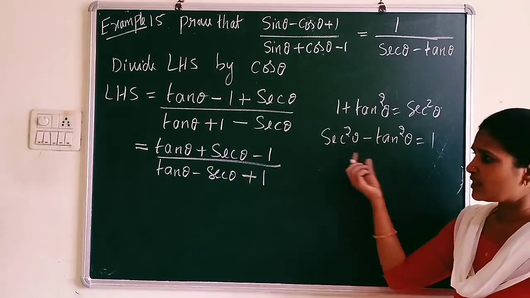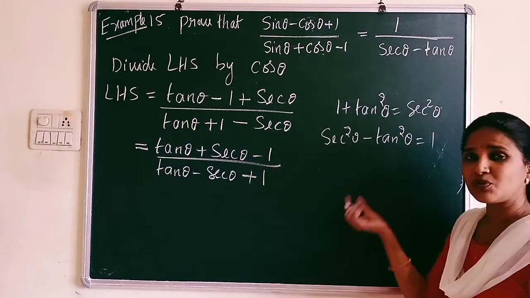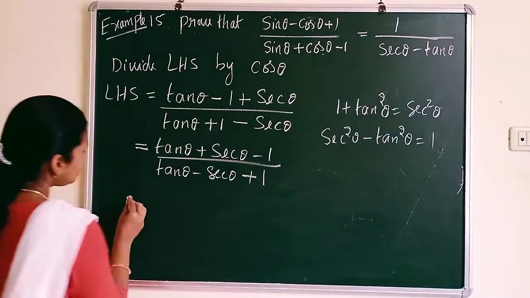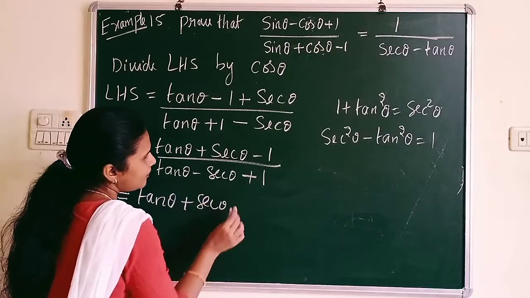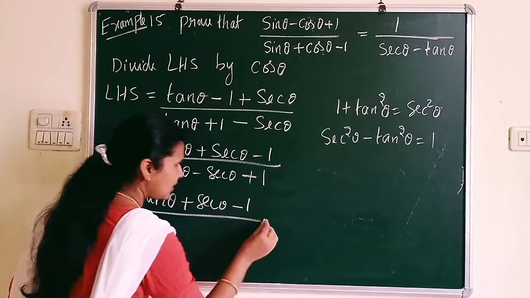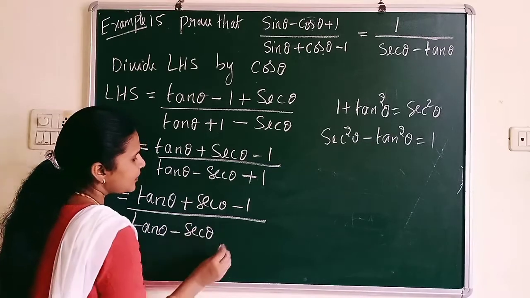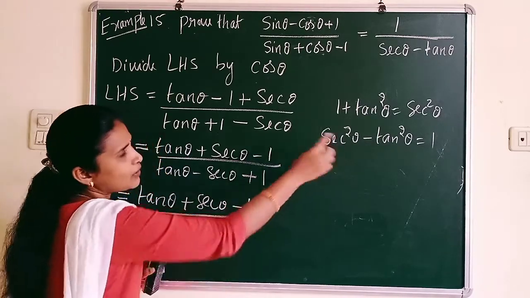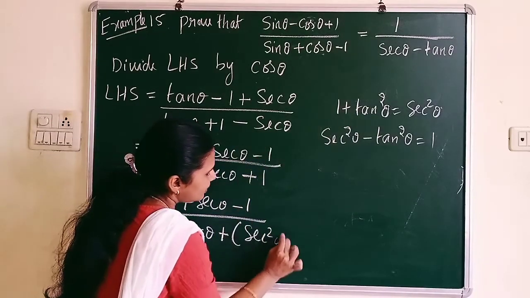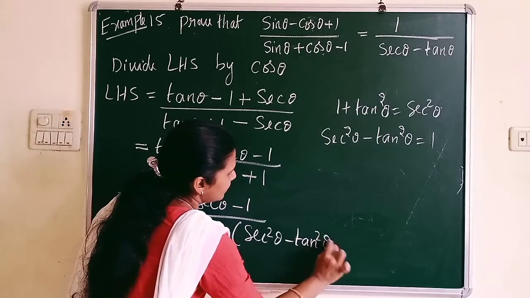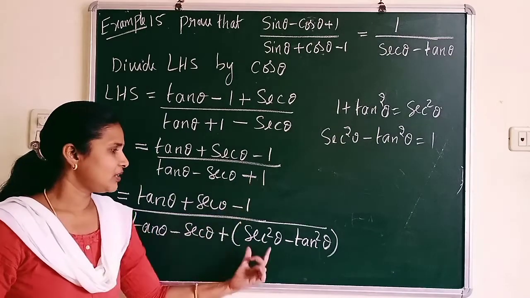Again, I am now using a trigonometric identity. After that, again you have to use the same step which I have done in the previous question, that is a square minus b square. Now this can be written as tan theta plus secant theta minus 1. Numerator doesn't change here. Denominator, write tan theta minus secant theta plus 1. In place of 1, you have to write secant square theta minus tan square theta. So we got till here. Now 1 is converted to secant and tan.